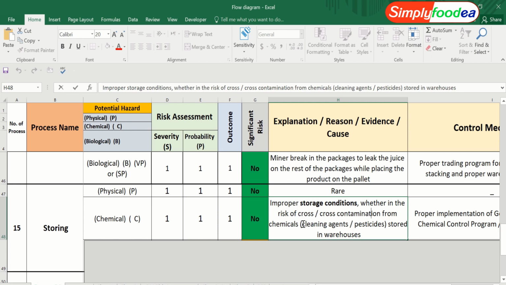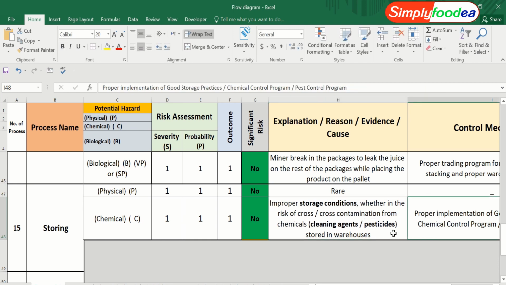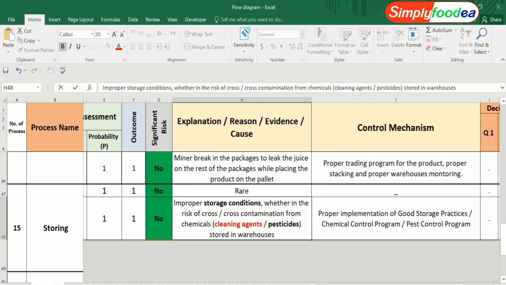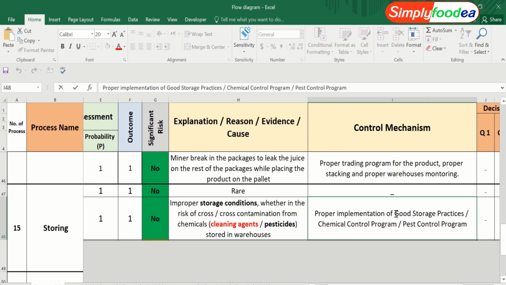And also maybe storing of different chemicals such as cleaning agents or pesticides, improper storage of these chemicals in your warehouses, so it will cause some kind of tainting to your product, maybe odor, whatever, any chemical hazard. So all the cleaning agents must be properly stored, and the pesticides also must be properly stored in a dedicated area to avoid contamination. So the proper implementation of good storage practices, the chemical control program and the pest control program. Maybe good storage practices or good warehousing practices.